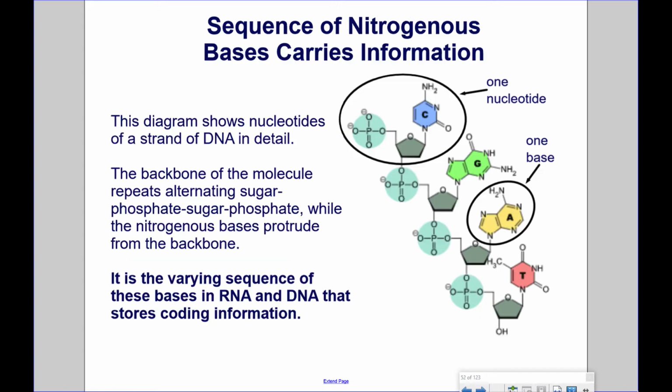Sequence of nitrogenous bases carries information. This diagram shows nucleotides of a strand of DNA in detail. The backbone of the molecule repeats alternating sugar-phosphate, while the nitrogenous bases protrude from the backbone. It is the varying sequence of these bases in RNA and DNA that stores coding information.